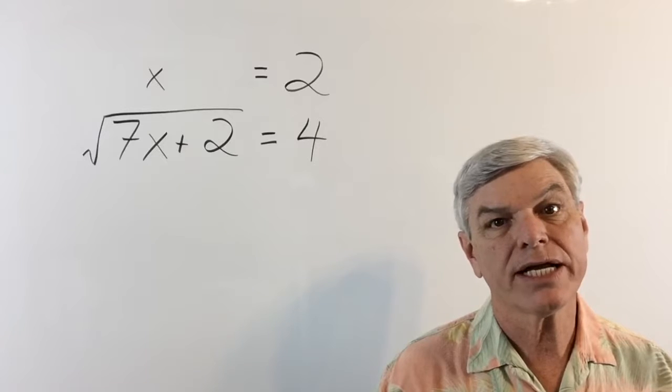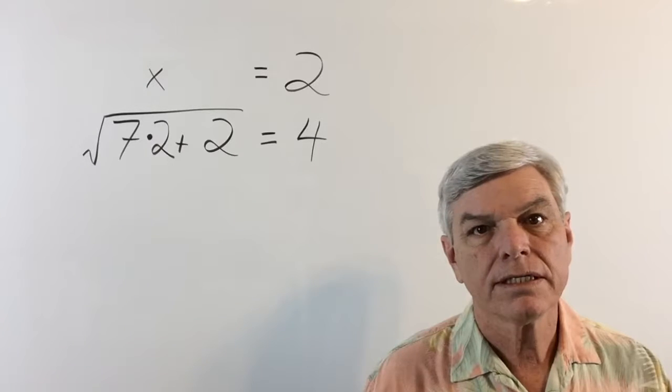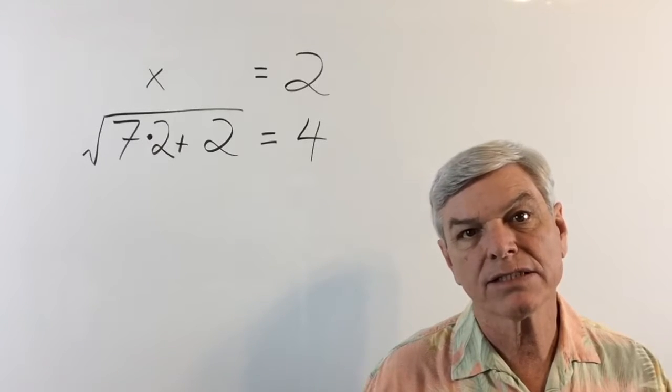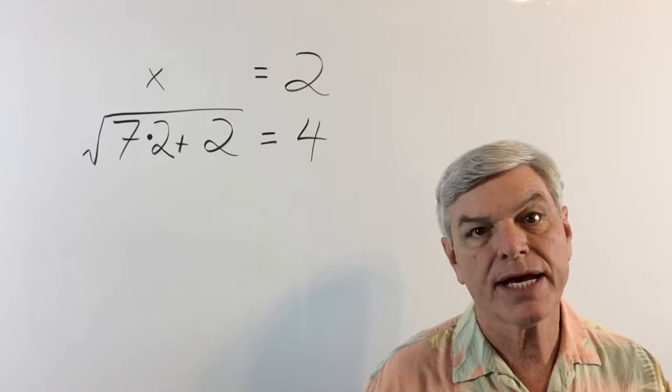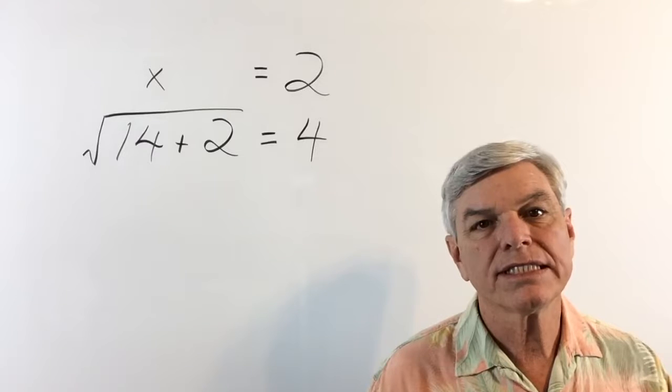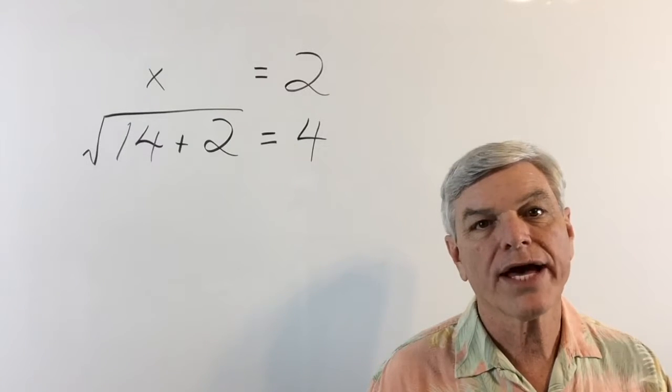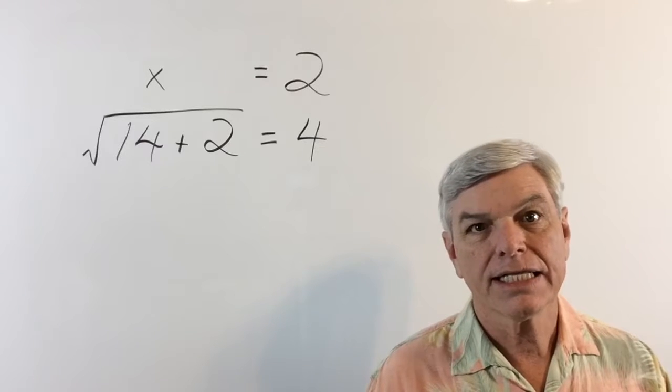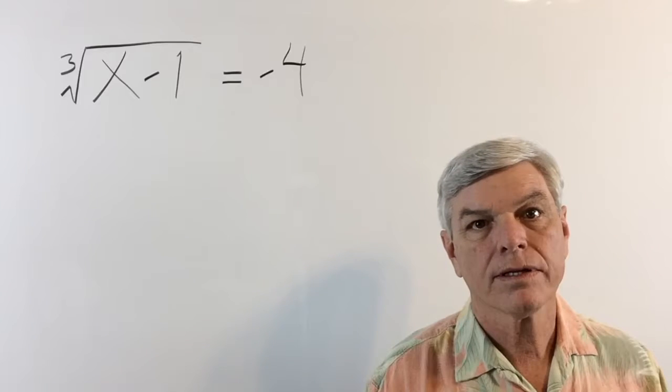Why don't we substitute a 2 in there? Good. Instead of 7x, we have 7 times 2. That would be 14. 14 and 2 is 16. And the square root of 16 is 4, so that looks real good. Now let's try another problem.